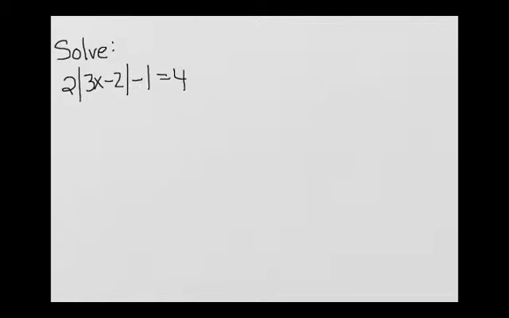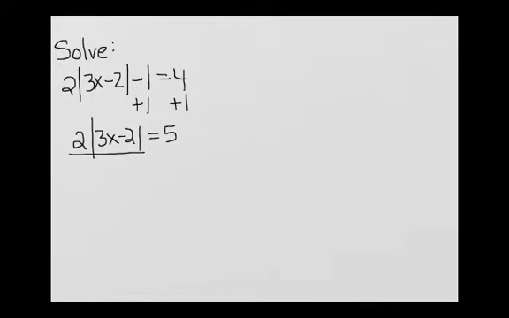We're going to solve the absolute value equation shown. 2 times the absolute value of 3x minus 2, minus 1, is equal to 4. In order to solve this absolute value equation, we need to first get the absolute value by itself. So we're going to start off by adding 1 to both sides of the equation, and we get 2 times the absolute value of 3x minus 2 is equal to 5.